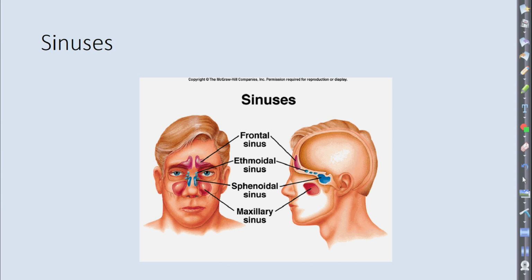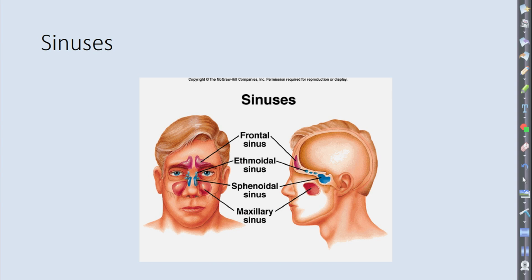What are our sinuses for? Why do we have them? I think they're just to annoy us, to be honest. They're just to annoy us.